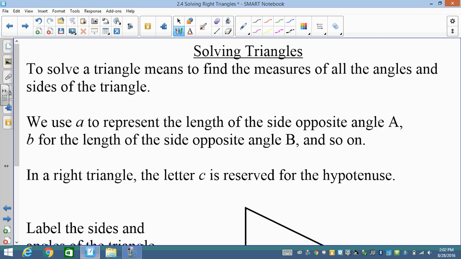Okay, so we're going to be solving right triangles. We're going to be using SOHCAHTOA still. To solve a right triangle means to find the measures of all the angles and all the sides of the triangle. We use a to represent the length of the side opposite angle A, b for the length of the side opposite B, and so on. In a right triangle, the letter c is reserved for the hypotenuse.